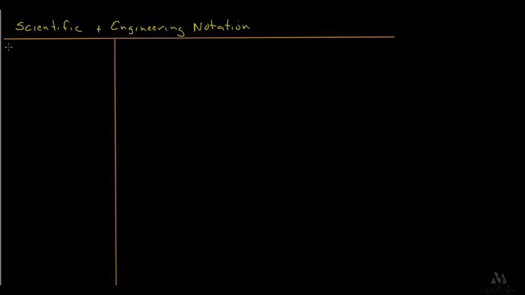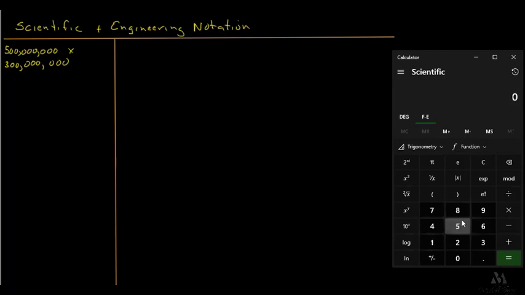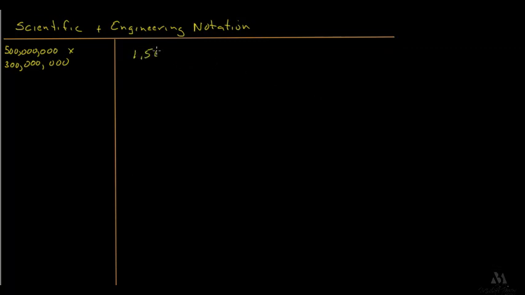Let's take 500 million and multiply that by 300 million. So 500 million, 1, 2, 1, 2, 3, 1, 2, 3, times 300 million, 1, 2, 3, 1, 2, 3. And your calculator may give you something that looks like what I've got up here, 1.5 e to the 17th, right? That's kind of what I've got.